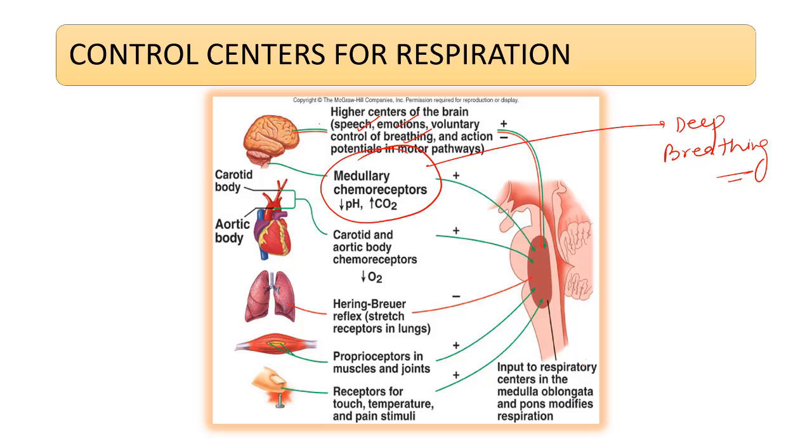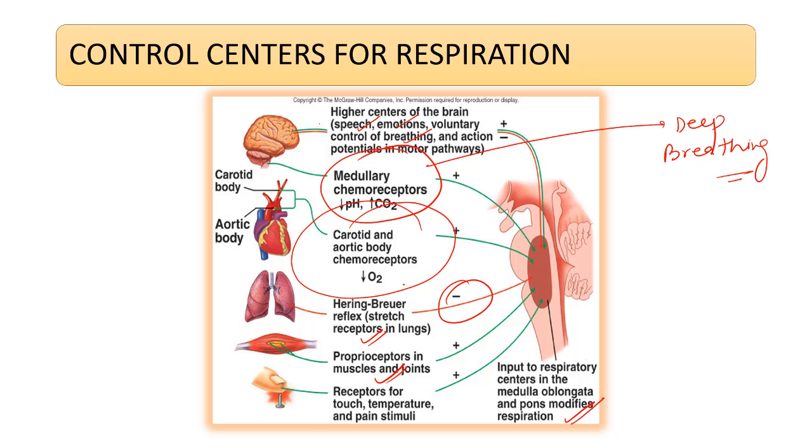Input to respiratory centers in the medulla oblongata and pons modifies respiration. Carotid and aortic body chemoreceptors, because of high oxygen. Hering-Breuer reflex or stretch receptors in lungs, they stretch to fill in maximally. So stretch receptors inhibit the rate of respiration. Proprioceptors in muscles and joints stimulate the rate of respiration.